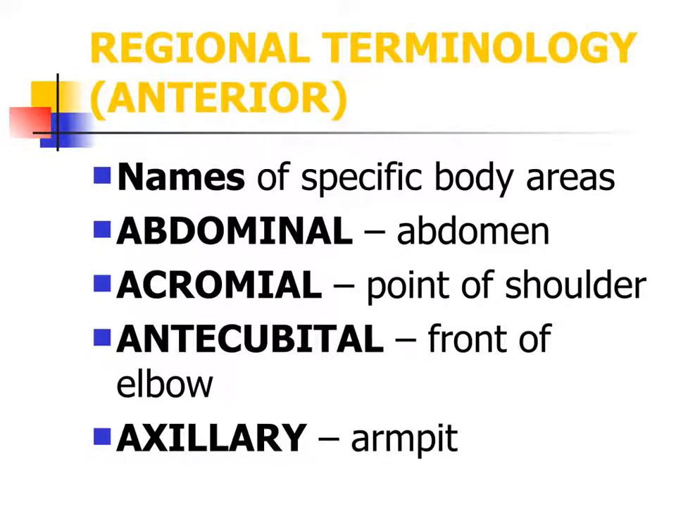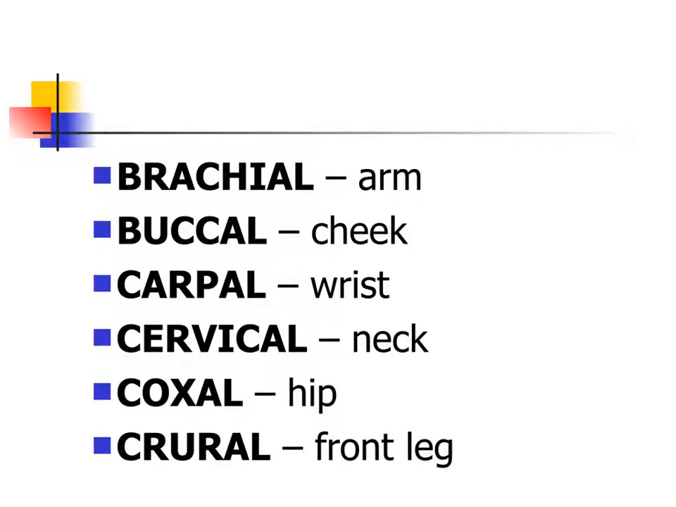Axillary refers to the armpit, and you actually have an axillary artery that runs just along the inside of the armpit. Next is brachial, which refers to the upper arm above the elbow. Again, there is an artery called the brachial artery, and you'll know the location of the brachial artery because it'll run along the upper portion of the arm.